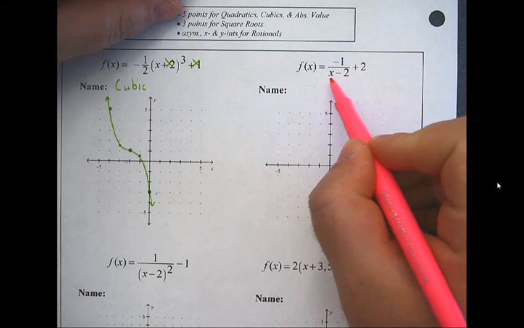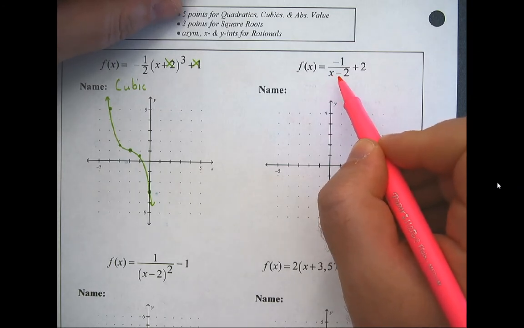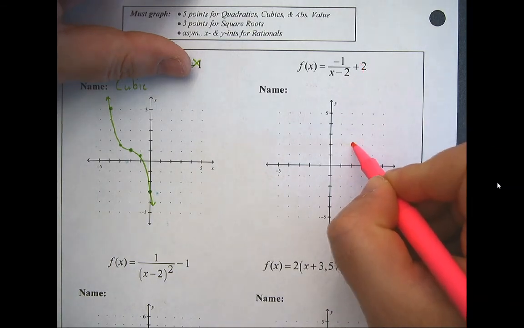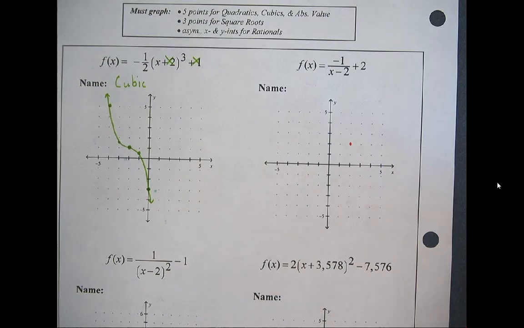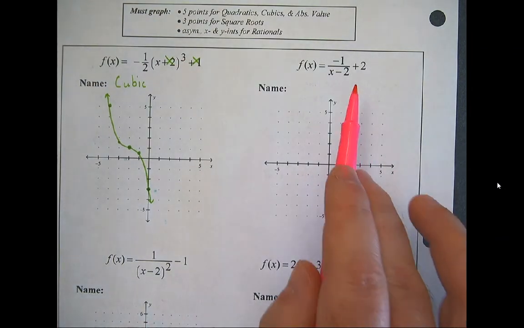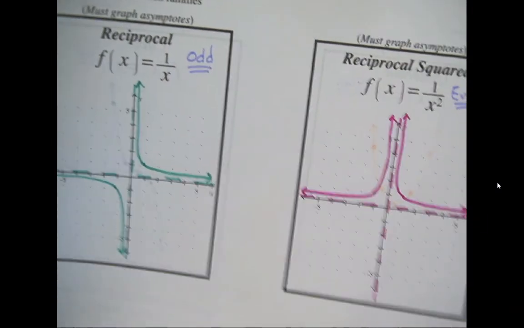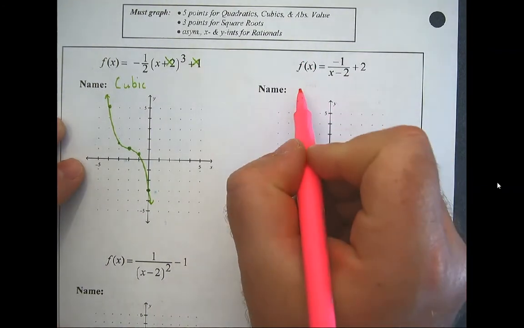This is next to x, so that's going to shift in the x direction. It says -2, which means +2. This is with y, so +2 +2. This is my new 0, 0. So when I look at my parent function, is this reciprocal or reciprocal squared? So I've got an x on the bottom, but that x on the bottom is not getting squared. So this is just the reciprocal family.